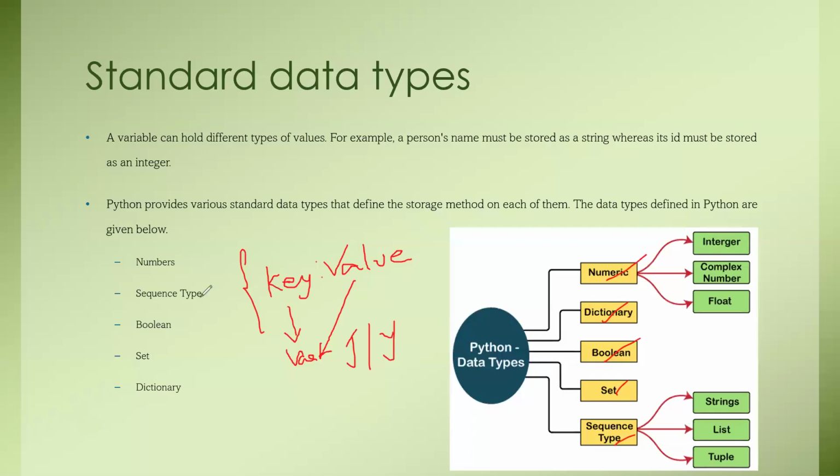But as of now, understand the terminologies: what are the different data types supported in Python. The first type we can consider is numeric. The numeric type can be an integer, complex number, or a float. And dictionary is another type of data which we can handle. Boolean can have positive or negative, true or false kind of values. And then the set is used to maintain a set of values. It's a kind of list, we can say.